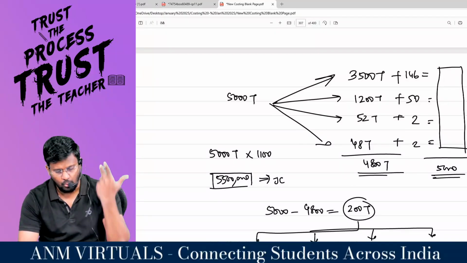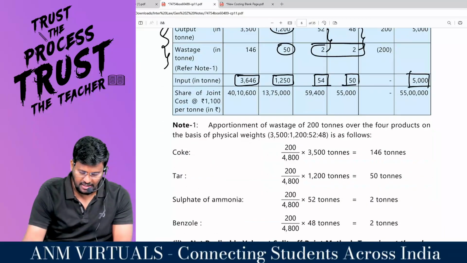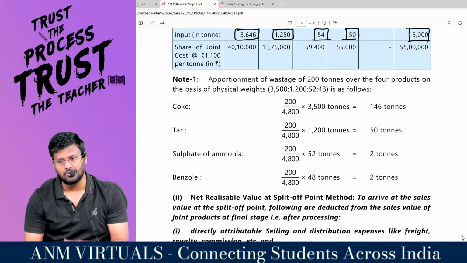Very easy, 5 mark question for exam. With that, question number 1 comes to an end.